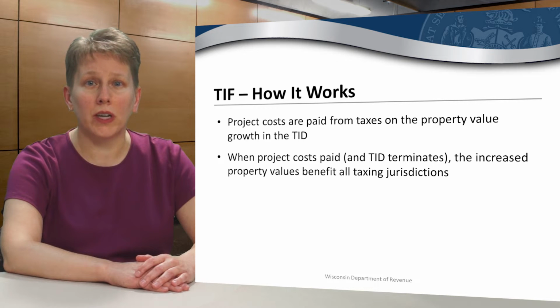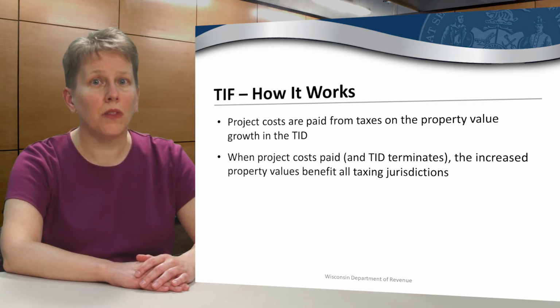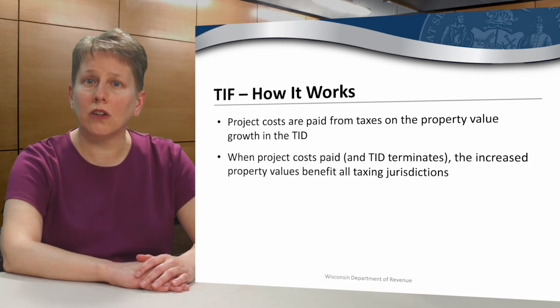When a municipality creates a TID, the municipality and other taxing jurisdictions agree to forego collecting taxes on the value growth on the property in the TID. The municipality uses the taxes on the change in property value to pay eligible TID project costs. The taxing jurisdictions must agree to give up some tax revenue in the short term to generate an increase in the property tax base in the long term. When the costs are paid and the TID closes, the increased property tax base benefits all taxing jurisdictions.